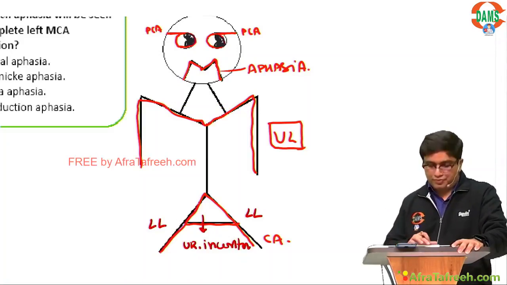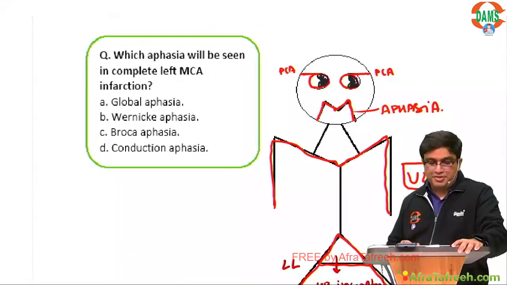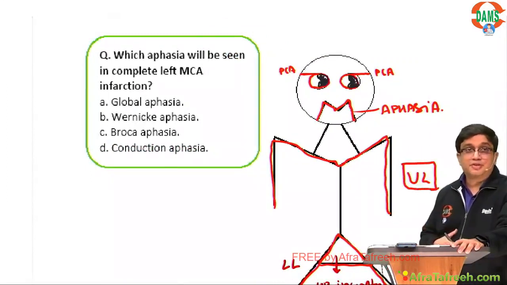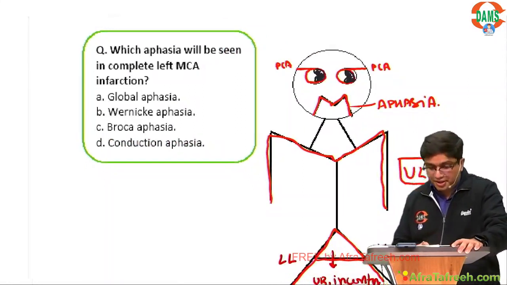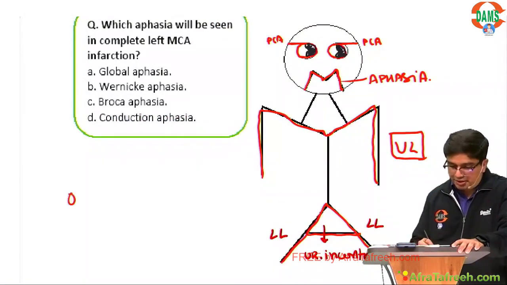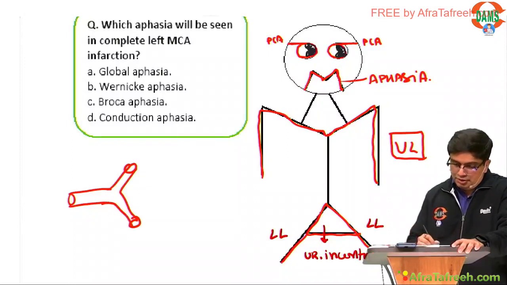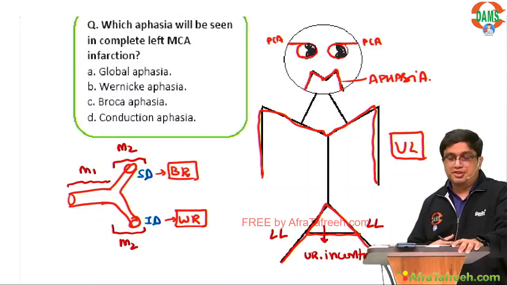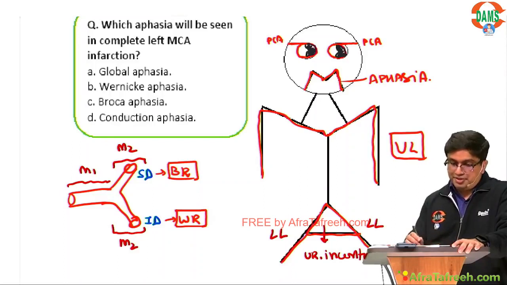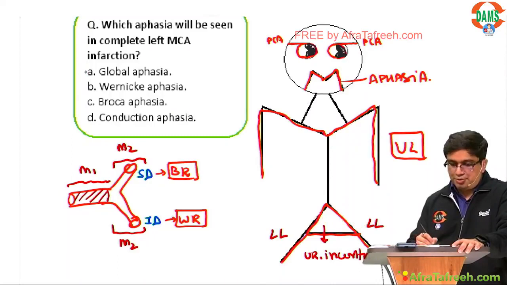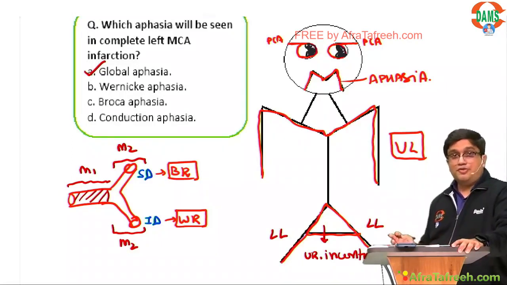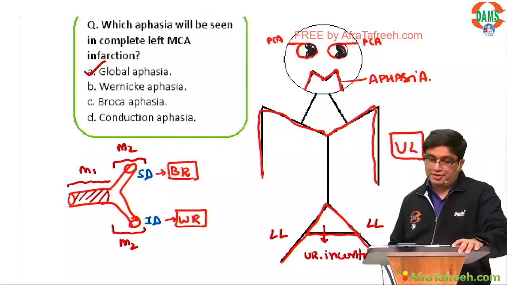Right? Chalo, which aphasia will be seen in a complete left MCA infarction? Tell me. Now the MCA, if you remember, has been divided into two parts, the proximal and the distal part. The proximal part is the M1 part and the distal part that we know is the M2 part. So complete left MCA infarction means the complete MCA is involved. So Broca's and Wernicke's both are gone. We'll have total aphasia, known as global aphasia.